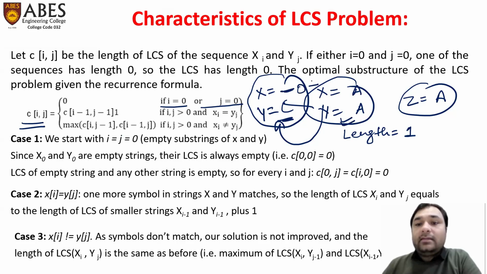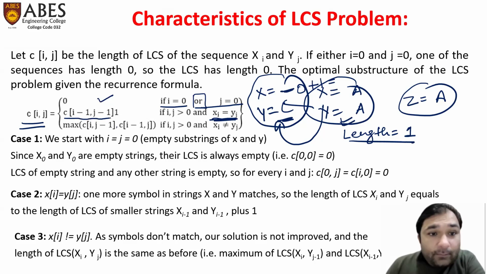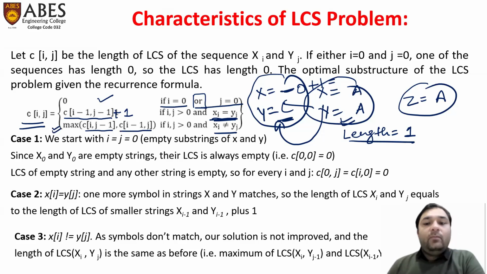This subproblem will be carrying 0, and when one character is matched, it will be carrying 1. So what we are saying is when i or j is 0, it will be simply 0. If the characters are matching, if the x character and y character are matching, then we will take a reference of the previous i minus 1 and j minus 1 and simply add 1 to that. If they are not matching, we are taking the reference of i comma j minus 1 and i minus 1 comma j, and we will be returning a maximum value. These are the three things which we have to focus on.